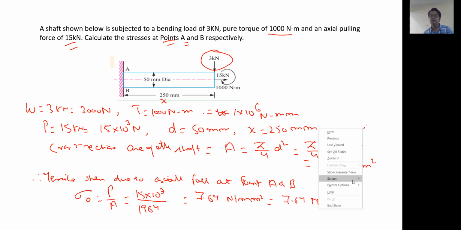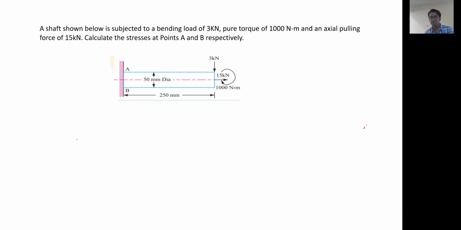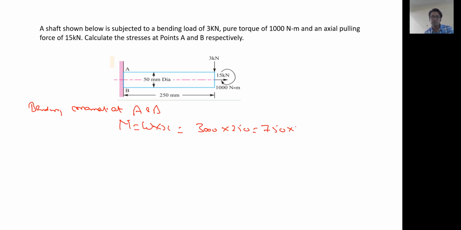Now we have to find out the bending stress at A and B. It will not be the same. No, it will not be the same. The bending stress acting at A and B will not be the same. How can we find out? See, suppose we find the bending moment at A and B. M is what? W into X. Okay, so this is the bending load, that is 3000 into 250, that is 750 into 10 to the power 3 Newton mm.